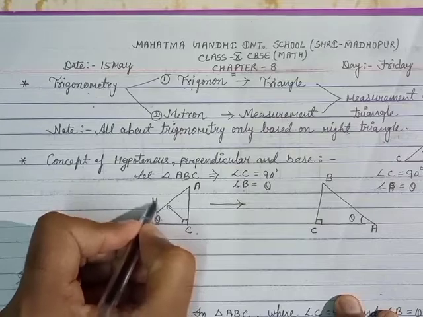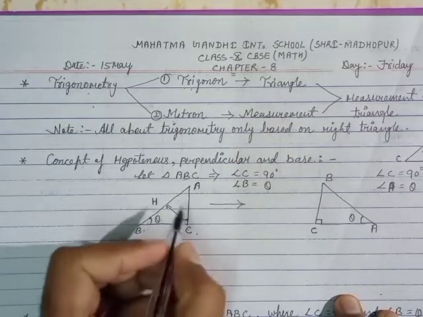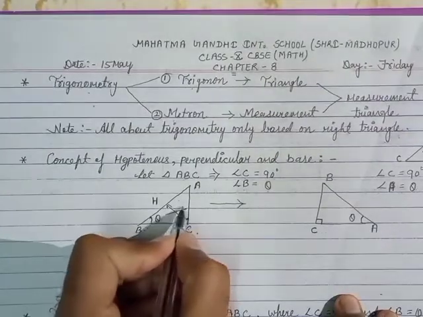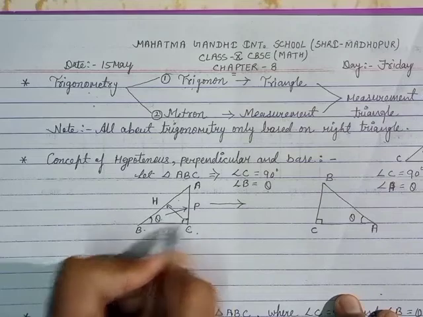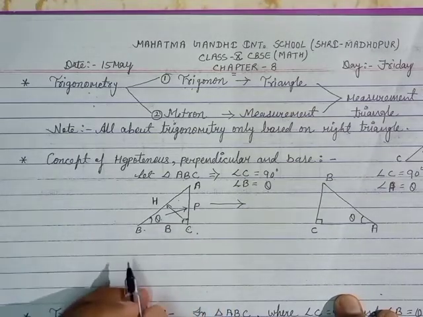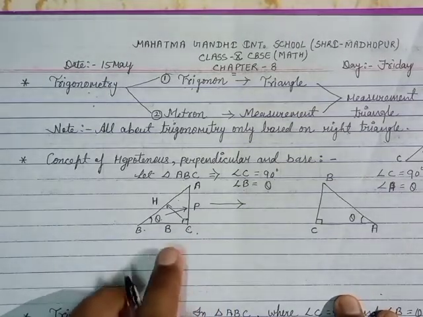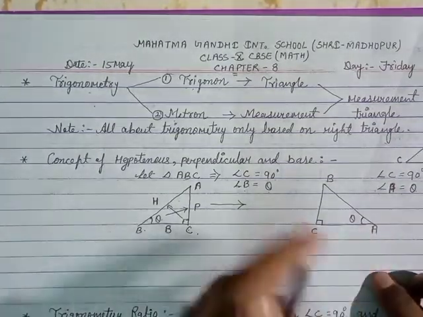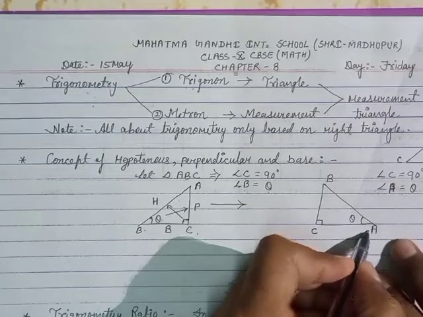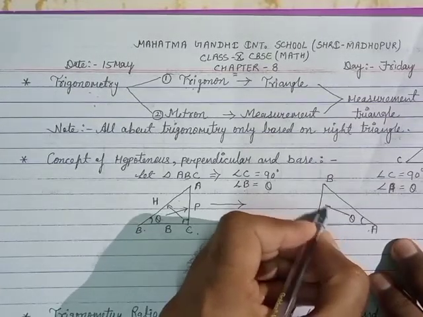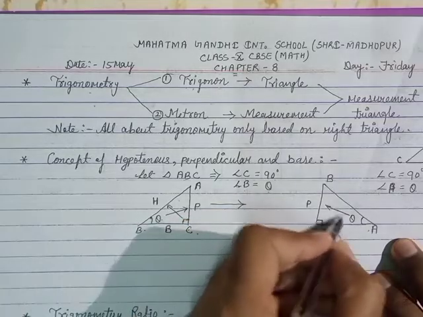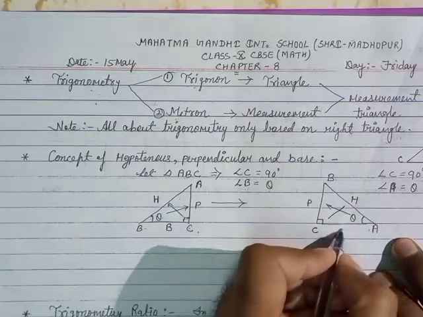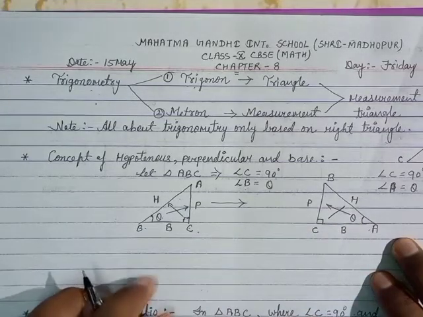That means AB will be the hypotenuse. And remember that the perpendicular will be the side opposite to the angle theta. That means AC will be the perpendicular and the remaining side will be the base. Now if I rotate this triangle and watch from here, our angle theta will be at point A. Then the side opposite to theta will be the perpendicular, the side opposite to the 90 degree will be the hypotenuse, and the remaining side will be the base. I hope you understood.